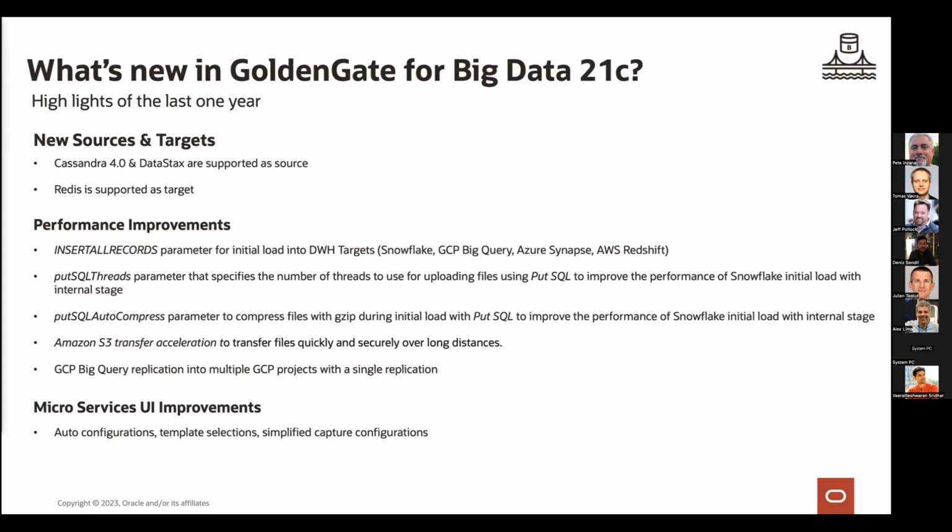And as I mentioned, the most significant improvement is in the initial load performance with GoldenGate for Big Data. We introduced a new parameter called insert all records, and it is used in the initial load processes. This property directs the replicat process to use bulk insert operations for the initial load. And today, insert all records is available for Snowflake, GCP BigQuery, Azure Synapse, and AWS Redshift.